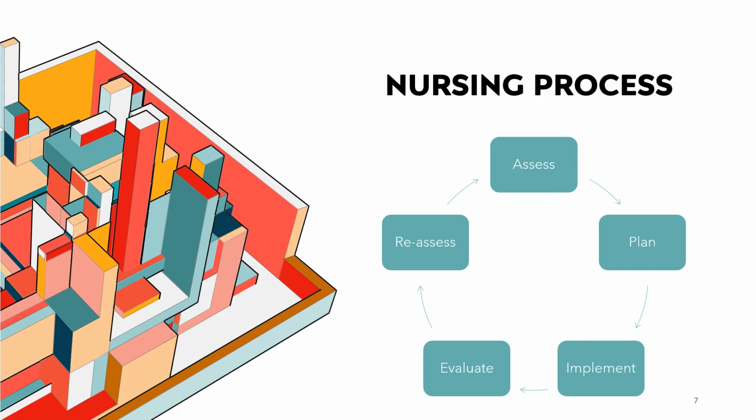We develop a SOAP note. We do a subjective, objective, assessment and a plan, right? So it's the same thing when we're talking about looking at populations. We assess a population, we look at relevant data, we look at comparative data so that we have something as a baseline, we look at their baseline.